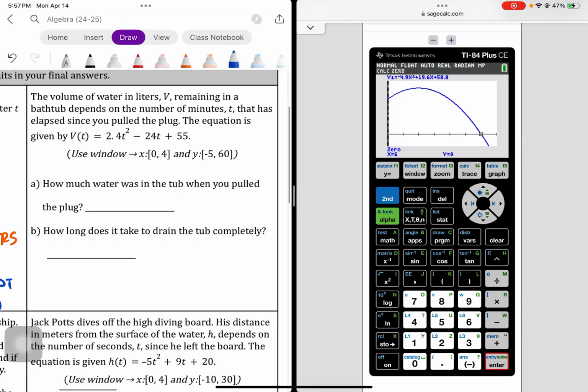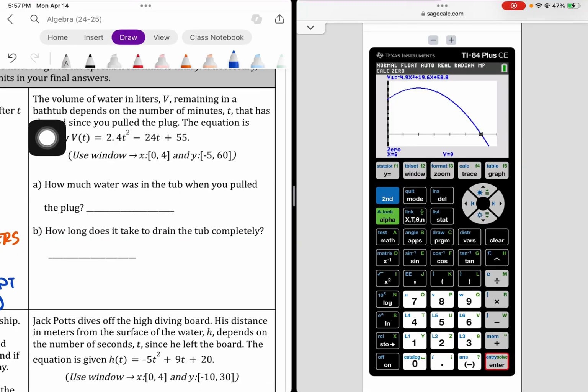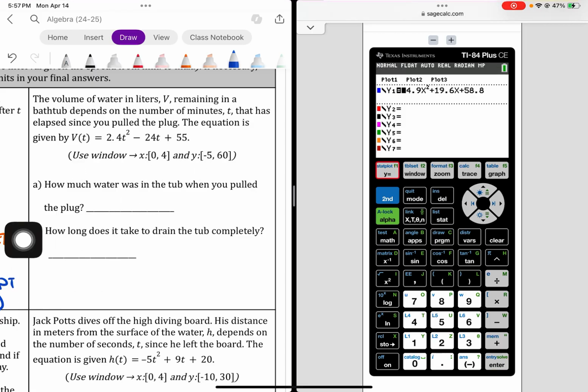We want to know about the volume of water in liters remaining in a bathtub depends on the number of minutes that has elapsed since you pulled the plug. Okay, so we have a tub with water in it. We're pulling the plug. We want to know how much water was in the tub before we pulled the plug, or when we pulled it. So there was water already in it. And how long does it take to drain the tub completely? Okay, so we're going to plug this in. Let's plug in our equation. So we're going to go back to y equals. We're going to clear our graph. We want 2.4x squared. We're going to subtract 24x and add 55.